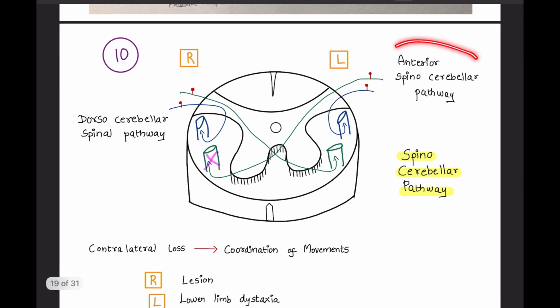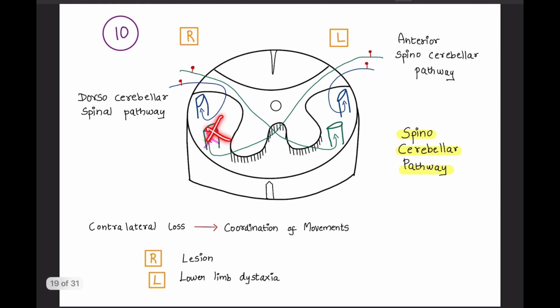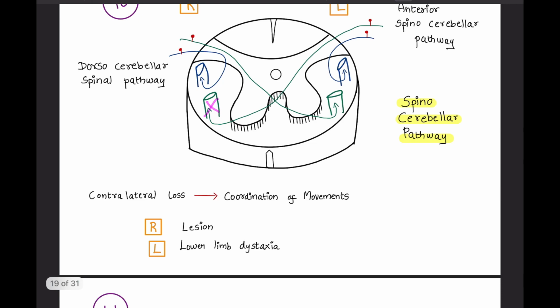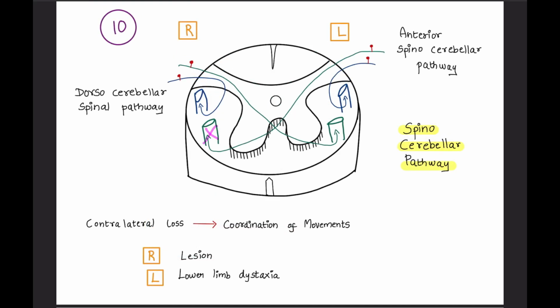and anterior spinocerebellar pathway is also concerned with the coordination of movements. So if the lesion is on the right side, the clinical features will be seen on the left side, that is left side lower limb dystaxia. One may ask a question, why lower limb dystaxia and why not upper limb? Please know that dystaxia means disturbance in the coordination of movements. Coordination of movements is basically you move with the help of your legs. So coordination of movements is concerned with your legs. So the clinical feature will be seen only on the lower limbs.